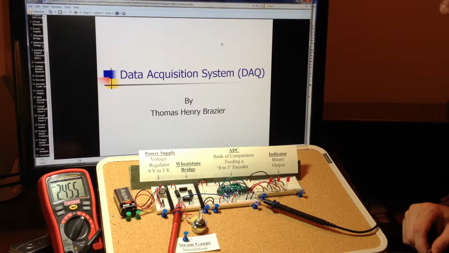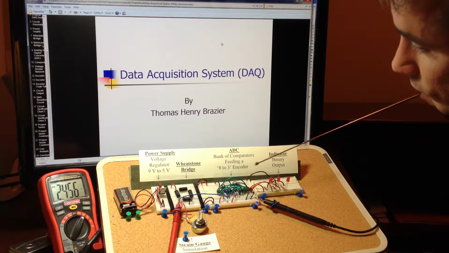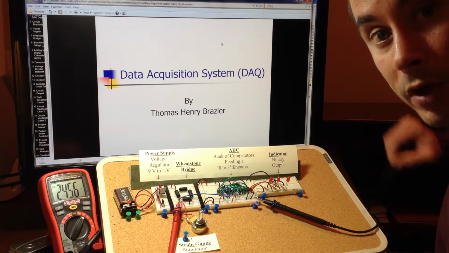I'm here this evening to discuss my data acquisition system circuit. I have a slideshow, I have a data acquisition circuit, and I also have a multimeter reading the voltage off of my Wheatstone bridge.